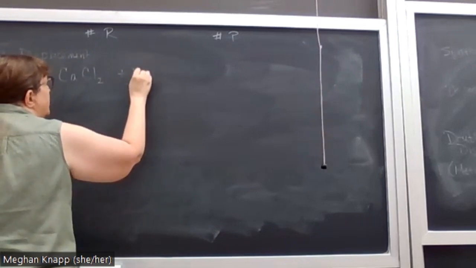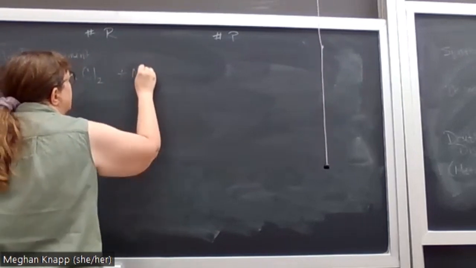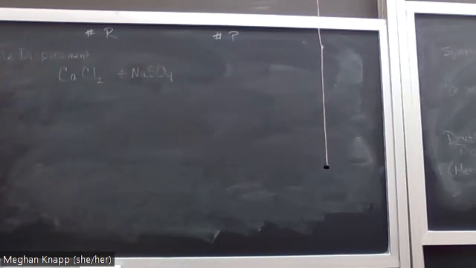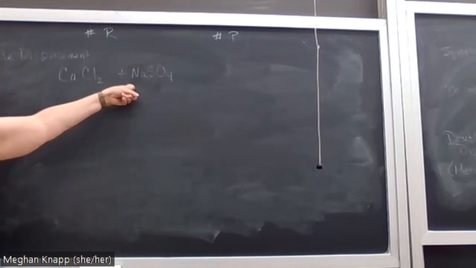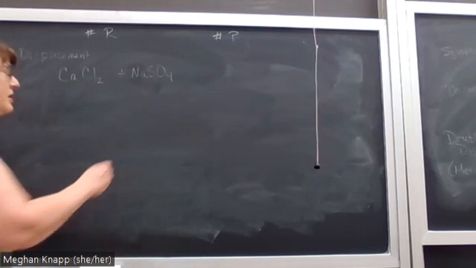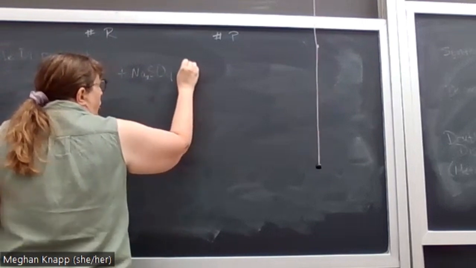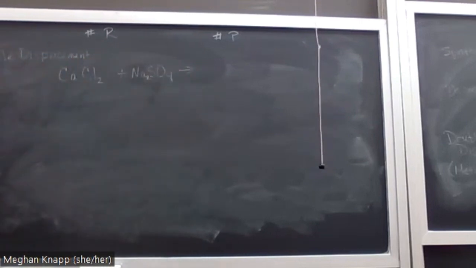let's do sodium sulfate. Now, sulfate has what charge? -2, and sodium is +1. So I need two sodiums. I put my little 2 in there. Then the products are going to have to rearrange so that the charge is balanced. So part of the benefit of being able to identify what kind of reaction you're looking at is to be able to predict what the products are going to be.